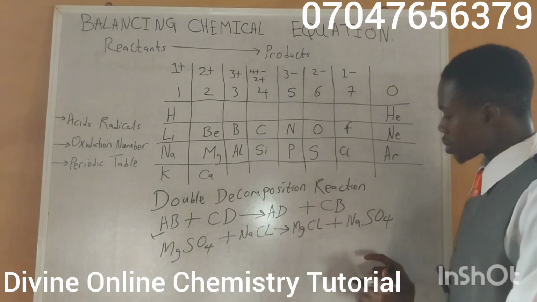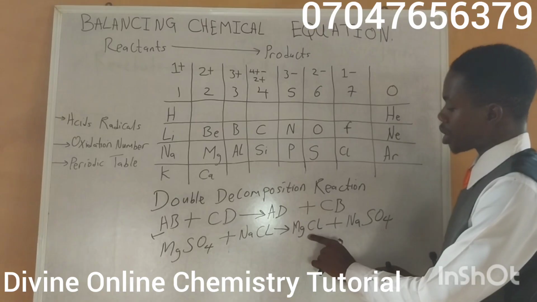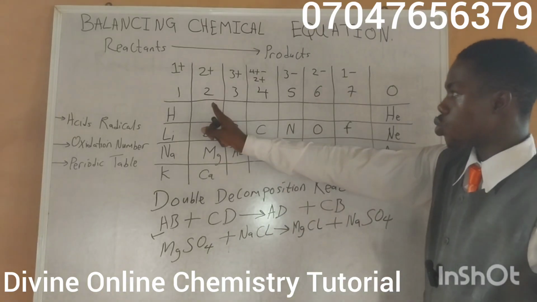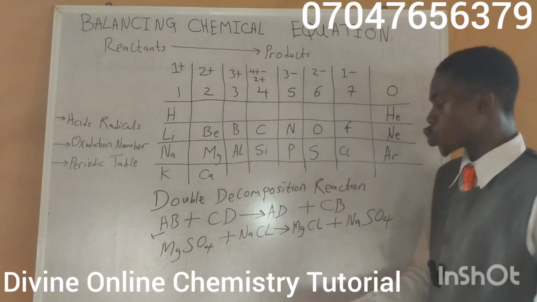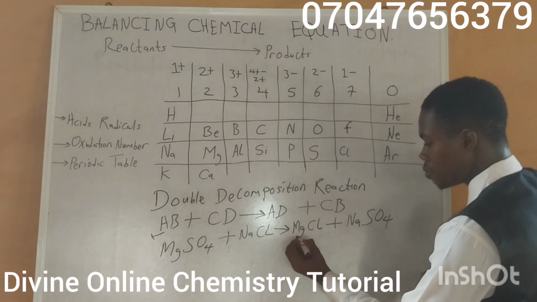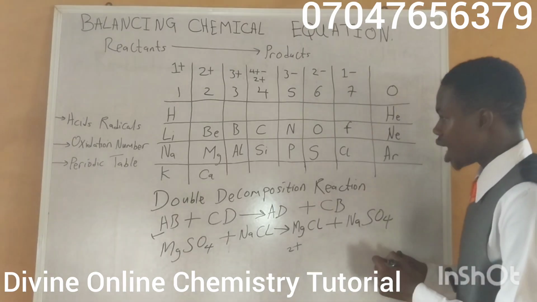Now if you look at magnesium very well, which group in the periodic table does magnesium fall under? It falls under group 2. What is the oxidation number of group 2? The oxidation number of group 2 is 2 plus. So for magnesium, it is 2 plus.